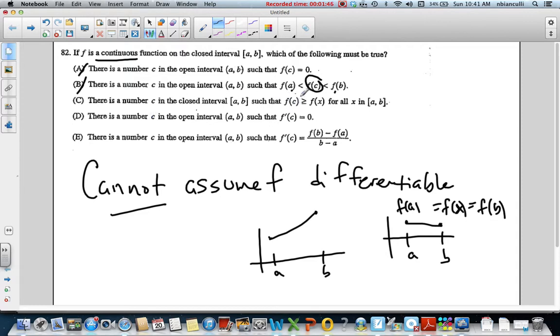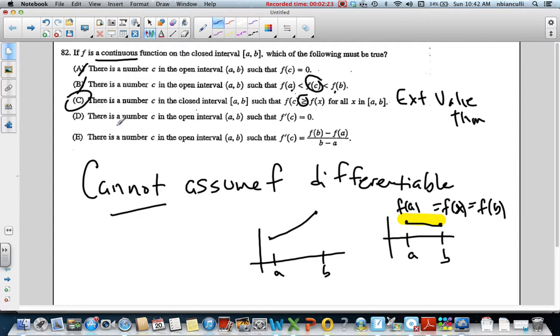Choice C says there is a number c in the closed interval a to b such that f of c is greater than or equal to f of x. This is true. This is true even on the constant function because they don't prescribe that f of c has to be greater than any other f of x. What they prescribe is greater than or equal to. This is the extreme value theorem coming into play here, which says that on a closed interval, a continuous function has an extreme value.